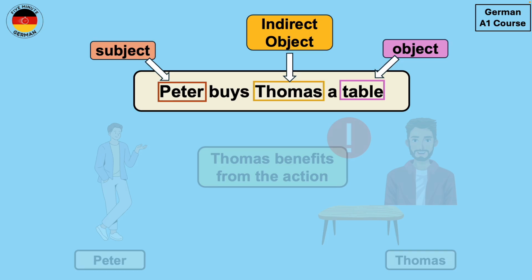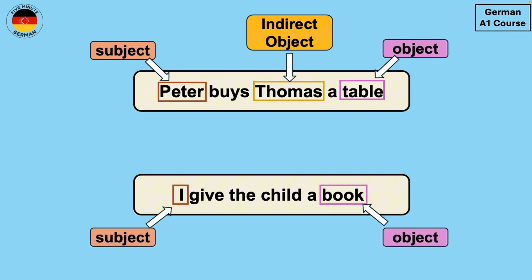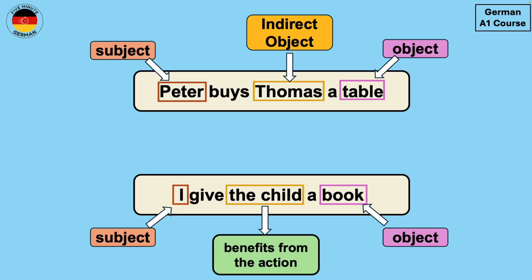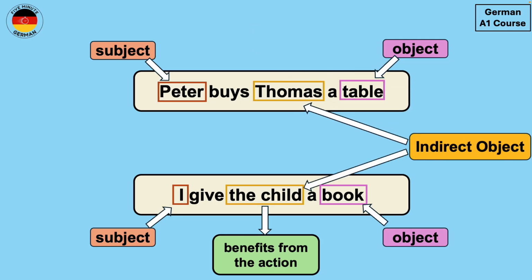Let's take another example. So I say, I give the child a book. So over here, I am the subject, book is the object, and the child is the one who benefits from this action. That is, he or she receives the book. So the child will be the indirect object in this sentence. Or we can say that Thomas and the child are dative.